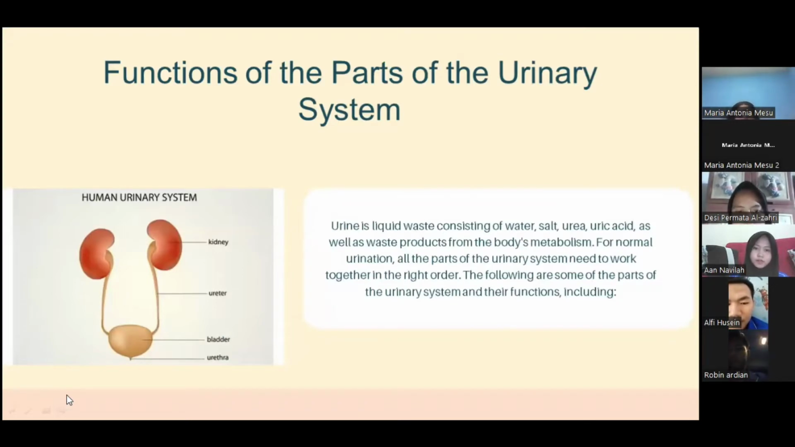Function of the parts of the urinary system. Urine is liquid waste consisting of water, salt, urea, uric acid, as well as waste products from the body's metabolism. For normal urination, all the parts of the urinary system need to work together in the right order.